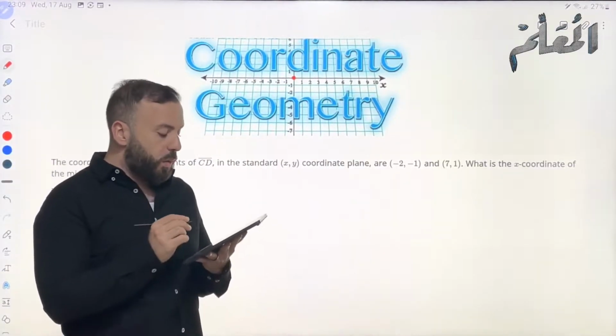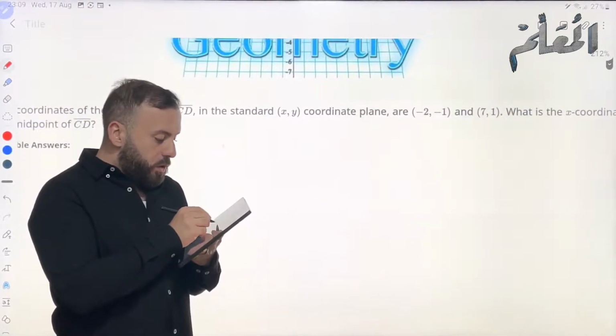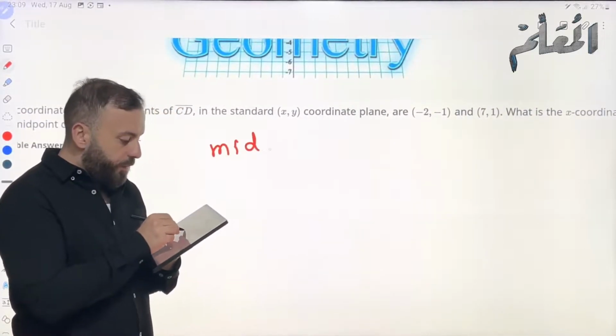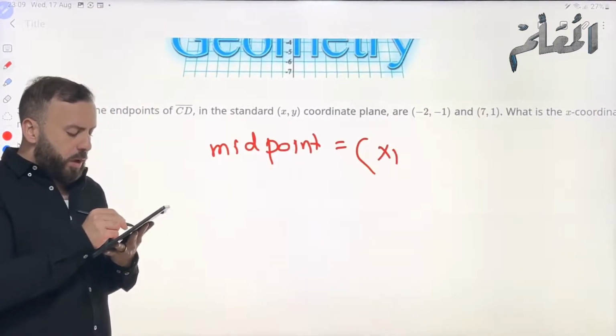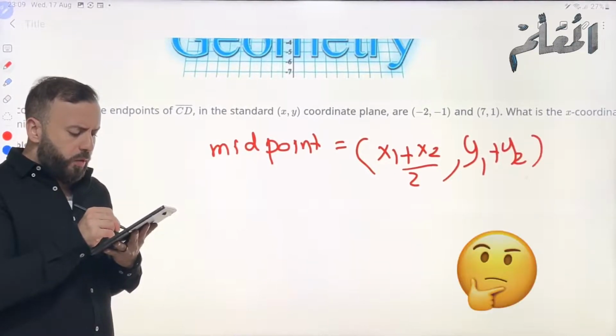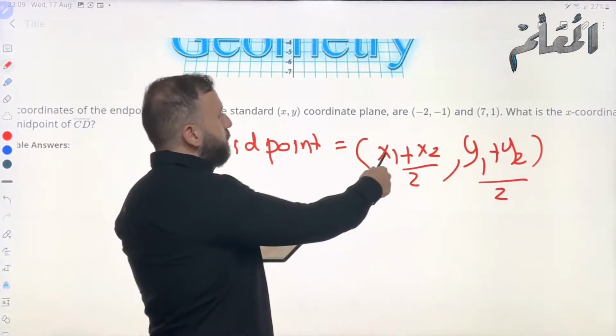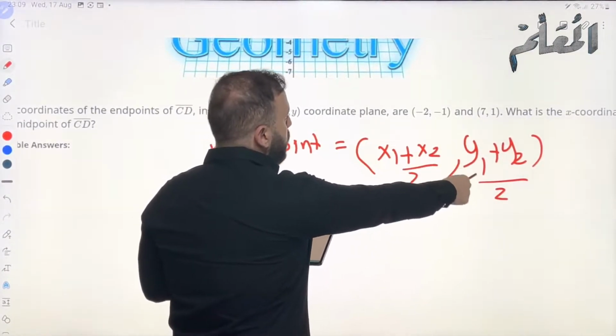So the midpoint, we know the rule for the midpoint. The midpoint is equal to (x1 plus x2) over 2, (y1 plus y2) over 2. This is the rule for the midpoint. This is the midpoint for the x coordinate. This is the midpoint for the y coordinate.